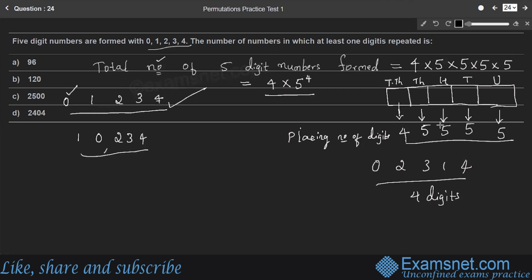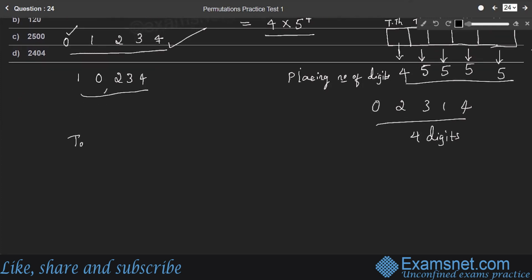These many 5-digit numbers can be formed using the given 5 digits, right? Here the question is the number of numbers in which at least one digit is repeated. So we need to find only the numbers in which the digits are repeated. For that, let us consider the 5-digit numbers in which the digits are non-repeated. So we'll consider the total number of 5-digit numbers in which the digits are non-repeated.